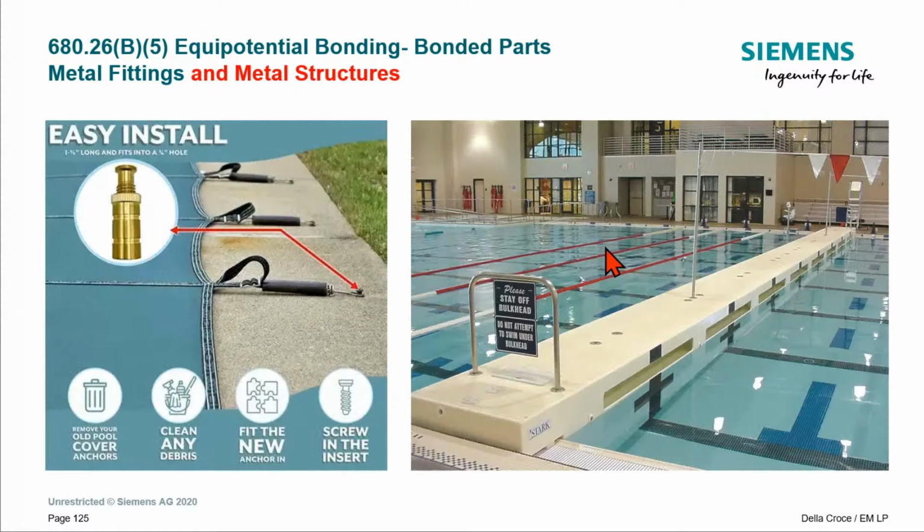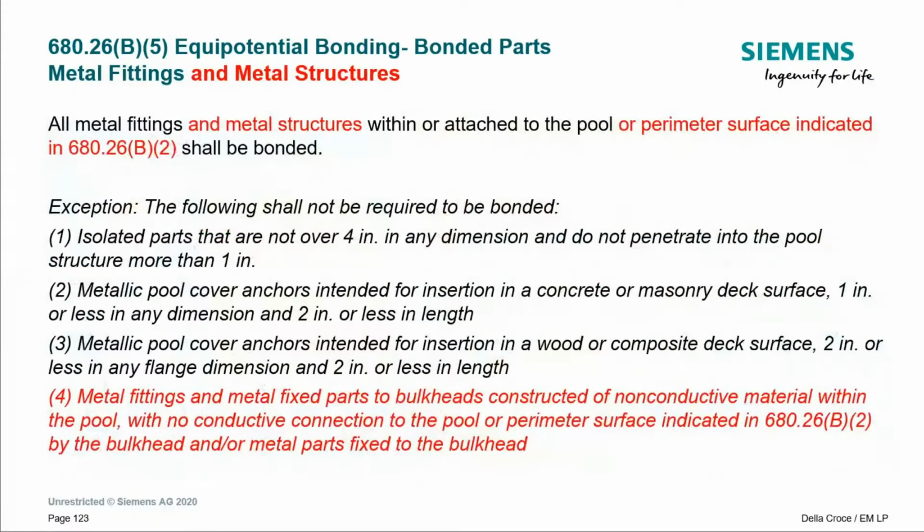So if we have a metal fitting or metal structure attached to the perimeter surface, this is saying you're probably going to have to bond it, whatever this fitting or structure is, unless you fall into the exception. And we've got four exceptions here. So this is just a broad statement: all metal fittings and metal structures within or attached to the pool or perimeter surface, even if mounted or installed on the perimeter surface, shall be bonded. Okay, metal.